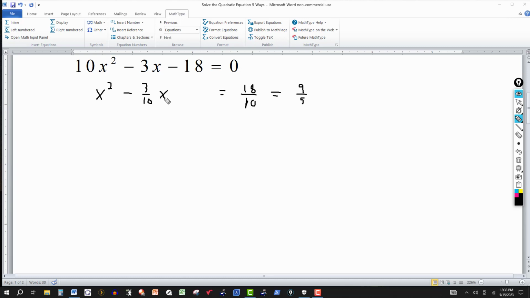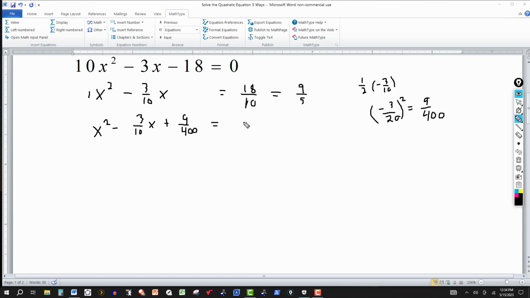And then to complete the square, once you've made this coefficient 1, you take half the coefficient of the linear term, in this case x, multiply that by 1/2. And that gives me a negative 3 over 20. And then you square that. This will give me 9 over 400. And that's what you add to both sides. So this will give me x squared then minus 3/10 x. And then I add 9 over 400 to complete the square.